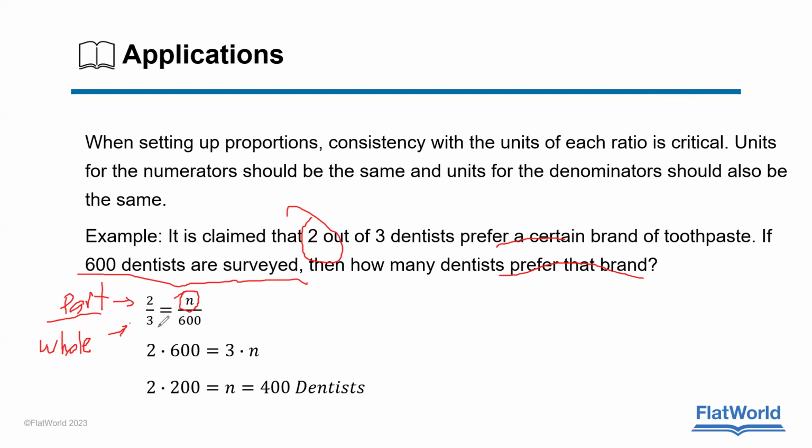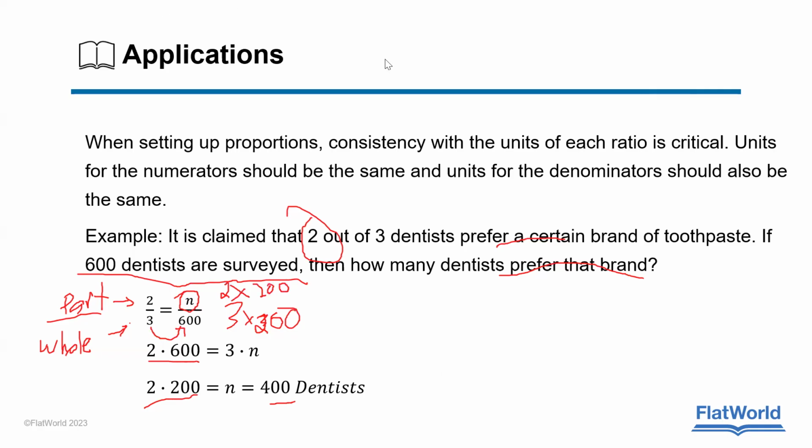3 times 200. Look at this. 3 times 200 is 600. Therefore, 2 times 200 is 400. That's what they did. They said 3 times what number? How do we go from 3 to 600? I multiply 3 times 200. That's what I'm thinking in my head. And if I multiply 3 times 200 to get 600 on the bottom, I'm going to multiply 2 times 200. Boom. And that's how they get 400 dentists.